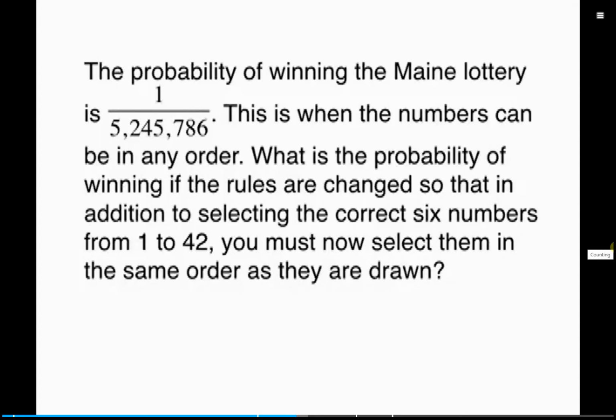Here we have that the probability of winning the main lottery is 1 out of 5,245,786. So this is when the numbers can be in any order. Order doesn't matter, as long as you have the correct numbers, you've won. Well, what if they change the rules?